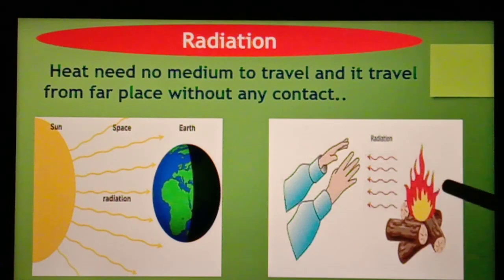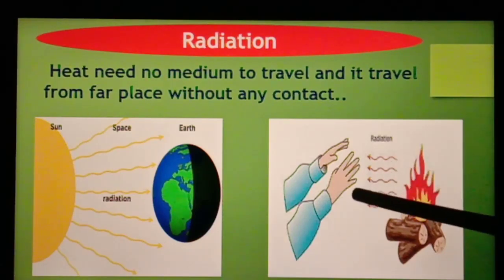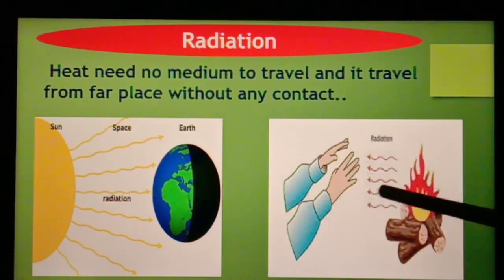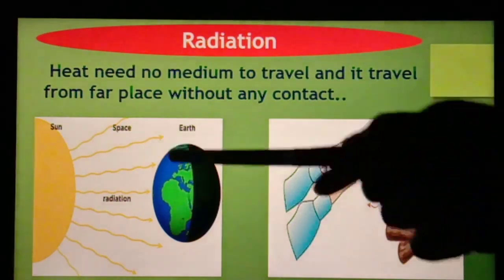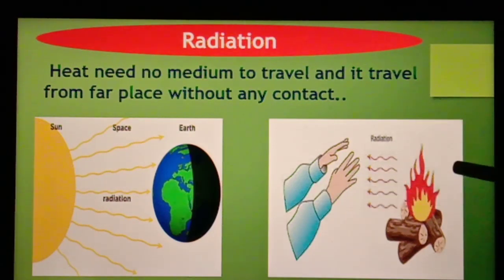In the same way, the heater inside our home, or if you get a bonfire to get warmth from it, without being in contact, the fire will radiate heat towards you. Such a method where we don't need a medium and the heat can travel from faraway places to us is called radiation.